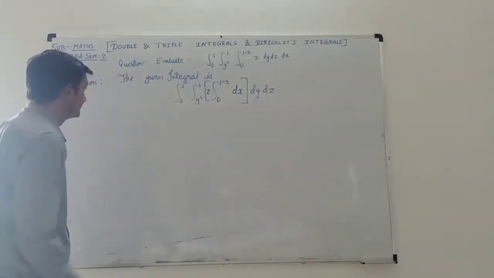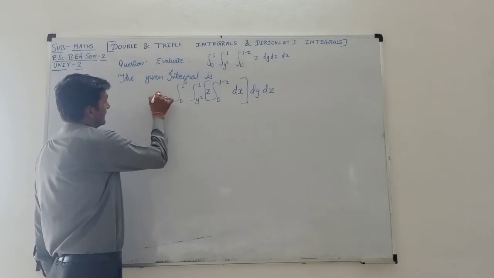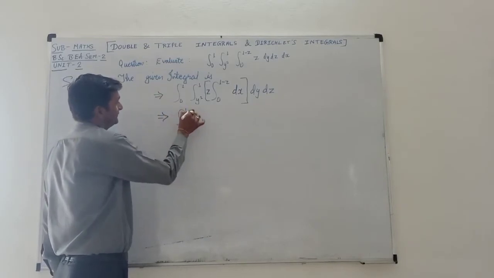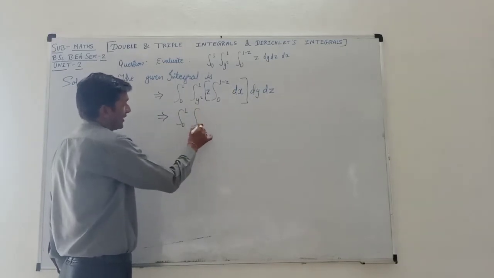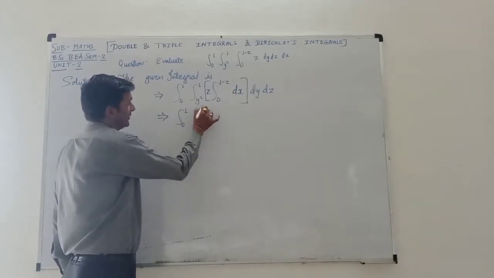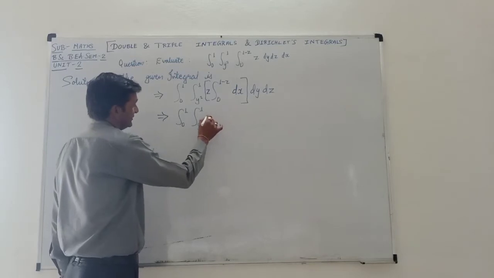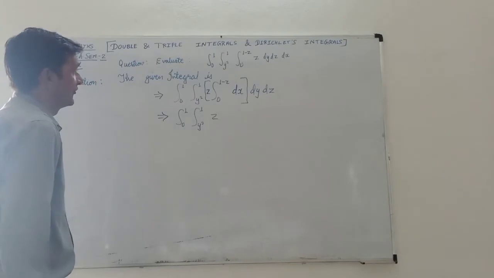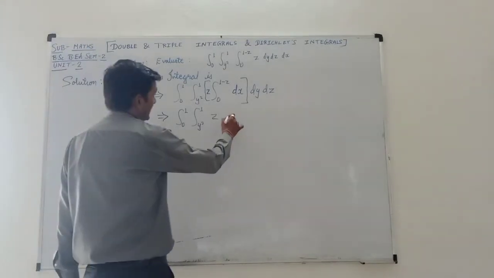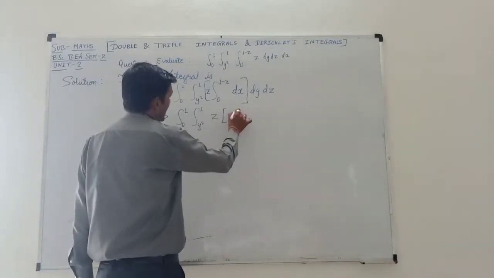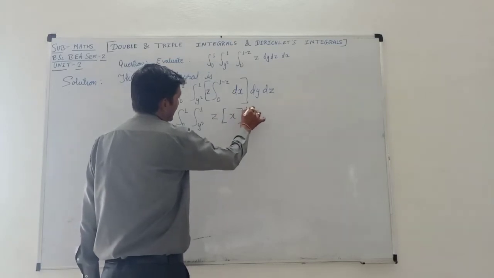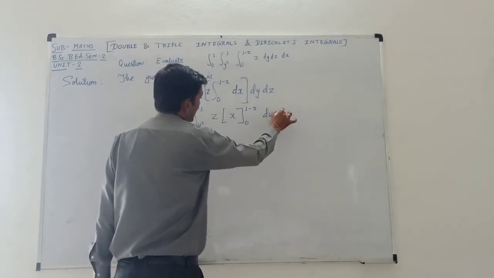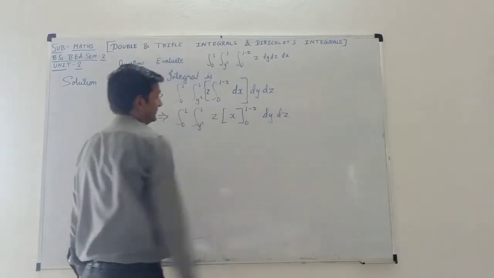Now it will become like this: integration from 0 to 1, integration from y square to 1, and z is constant with respect to x. If you are integrating, then it will be x and the limit is from 0 to 1 minus z, with respect to y and with respect to z.